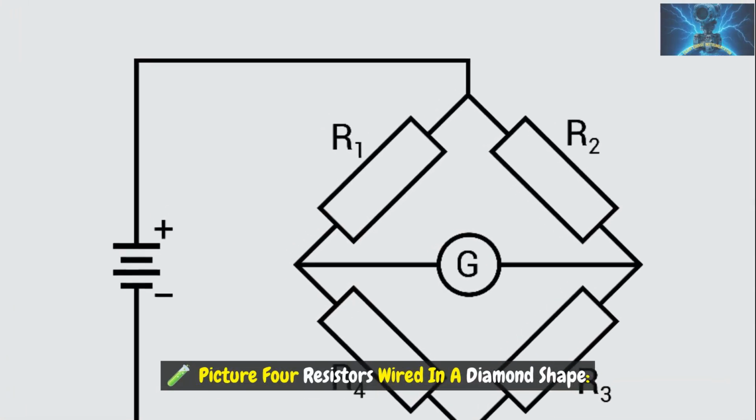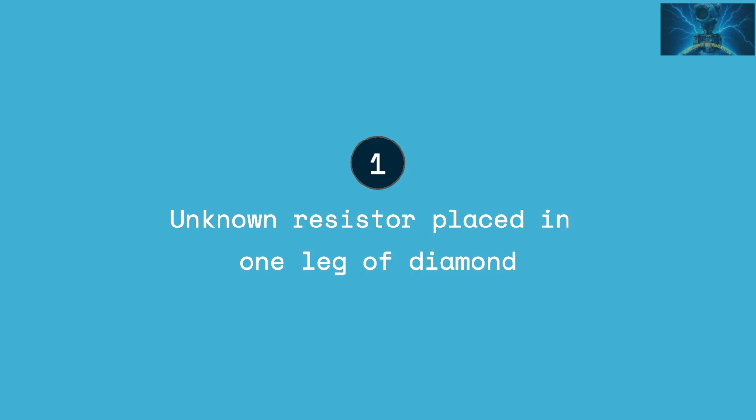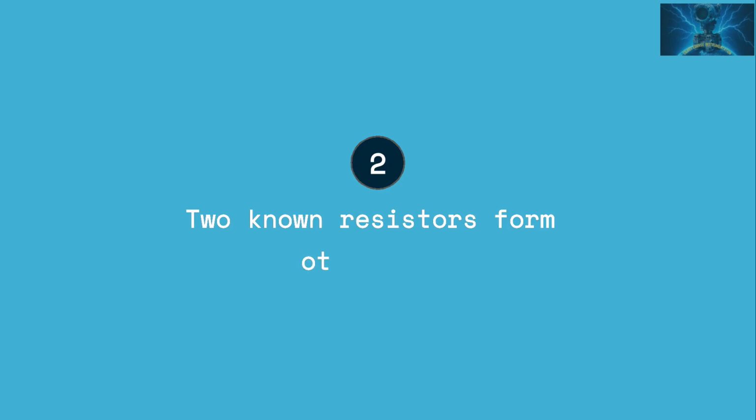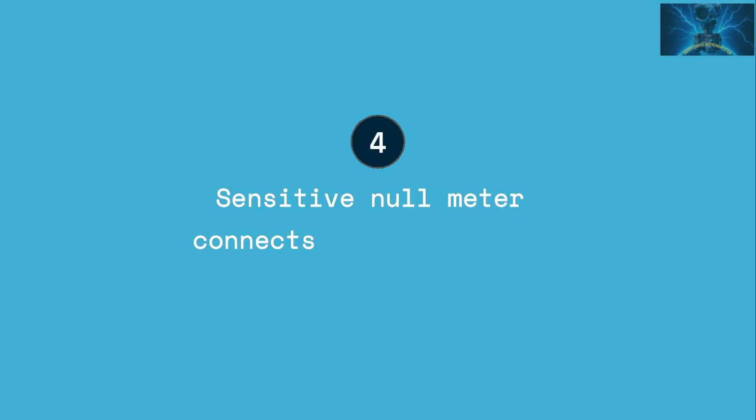Picture 4 resistors wired in a diamond shape. The unknown resistor goes in one leg of the diamond. 2 known resistors form the other 2 legs. A third resistor is adjustable. A sensitive null meter connects across the middle of the diamond.